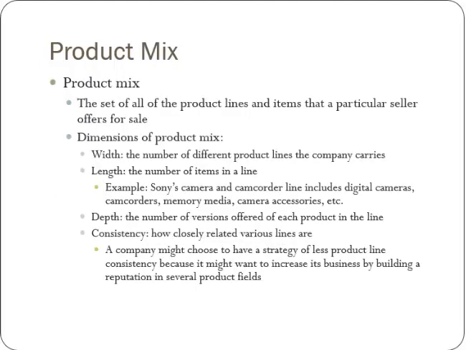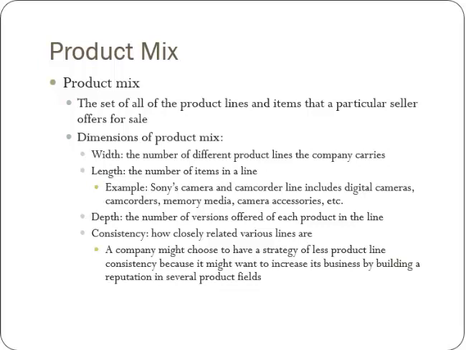Then, of course, in addition to having a product line, you want to have a good product mix. A product mix is all of the product lines that a particular seller offers for sale. A company that offers lots of different product lines is sometimes referred to as a conglomerate because it has lots of different types of products that it offers. When you're measuring a product mix, the width is the number of product lines the company carries.